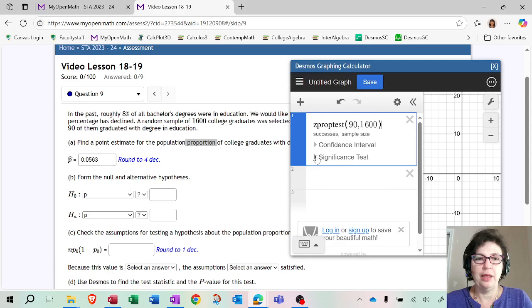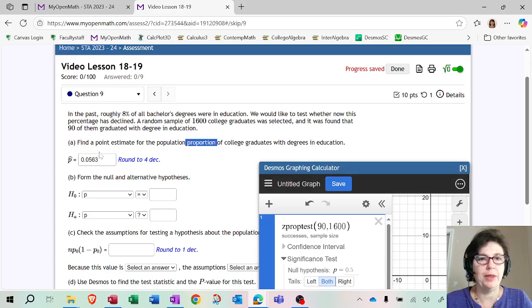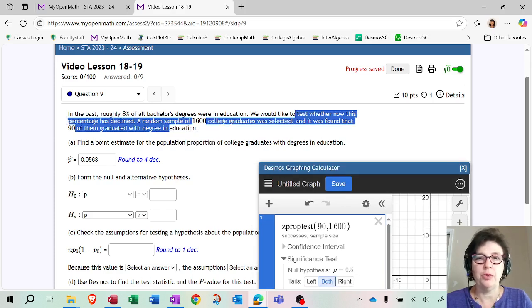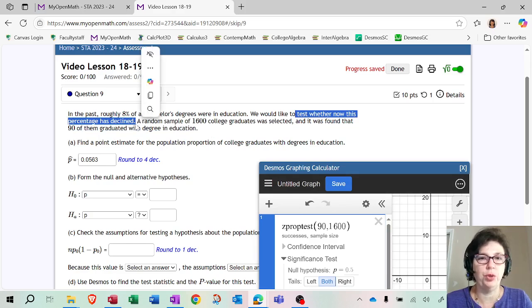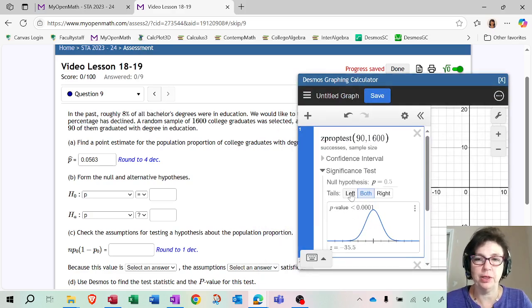We got the test, and this time we're doing significance test. And look right here, you've got your P. So hopefully you will understand that that's P and not P hat or anything else. The null hypothesis always has equal sign, which is what it says right here. Now the alternative. That has to match the claim. The claim said, and it says it right here, whether the percentage of students who major in education has declined. So decline is your clue word. That means less. You have a left tail test. So here we're going to select left, and here we're going to say less.